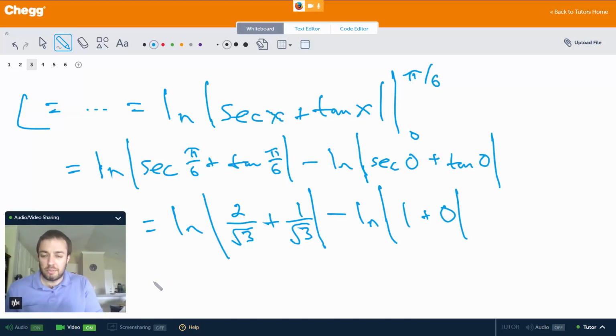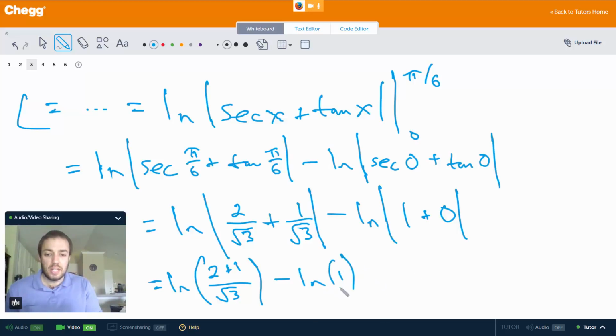All right, so if we simplify a little bit, now we can drop the absolute value signs because this is all positive in here. So we just have natural log of 2 plus 1 over root 3, and then minus the natural log of 1. And natural log of 1 is just 0, so this whole term is 0, so that's nice. So then this equals natural log of 3 over root 3.